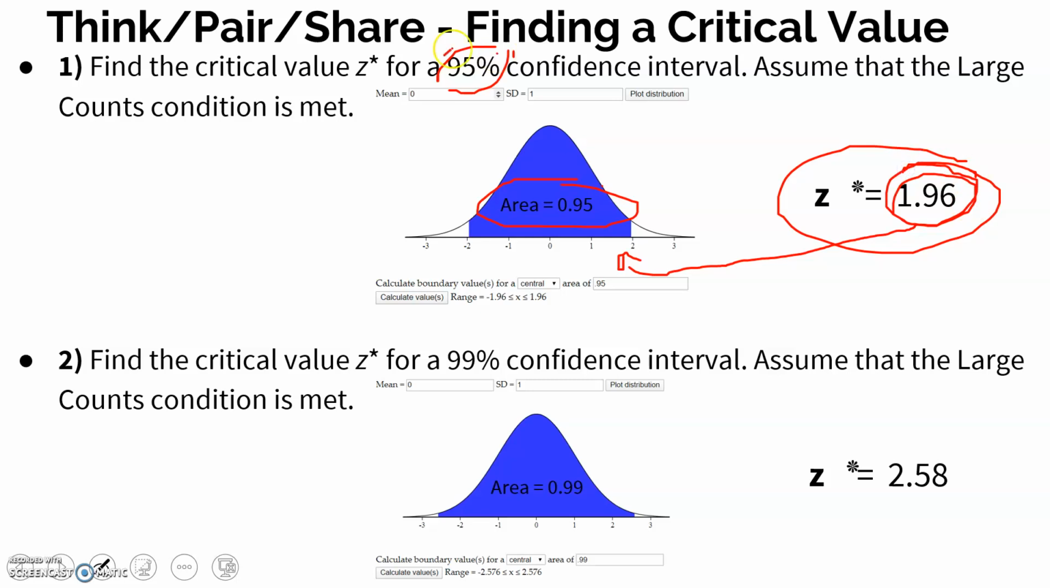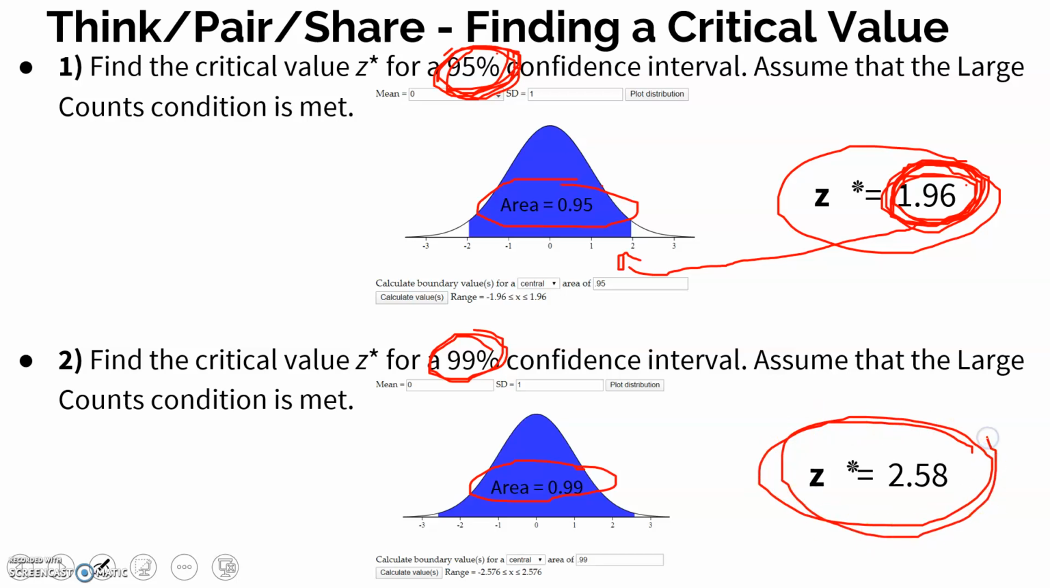But technically, at 95% confidence, 95% of your values are within 1.96 standard deviations of the mean. It's technically not 2. Technically lied to you guys. It's actually 1.96 to be more specific. Now for the 99% confidence interval, that's an area of 99%. Your Z star is 2.58. And again, I'm rounding up 2.576 to 2.58.